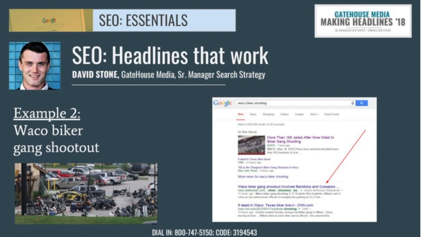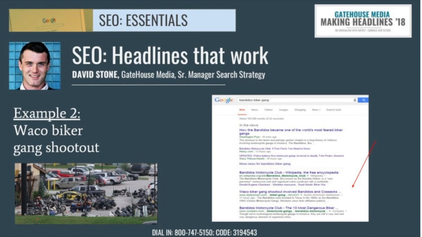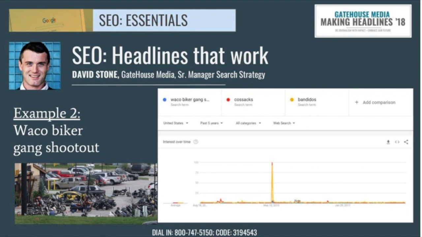Then you can go to the next slide, Tim. Banditos biker gang. The knowledge was that the Banditos were involved, as well as this other group, the Cossacks. So where did it happen? It happened in Waco. What happened? There was a biker gang shooting. Who was involved? The Banditos and the Cossacks. You're looking at basically one story showing up for multiple of those searches because they did a really good job of optimizing for what people would be searching for in Google.